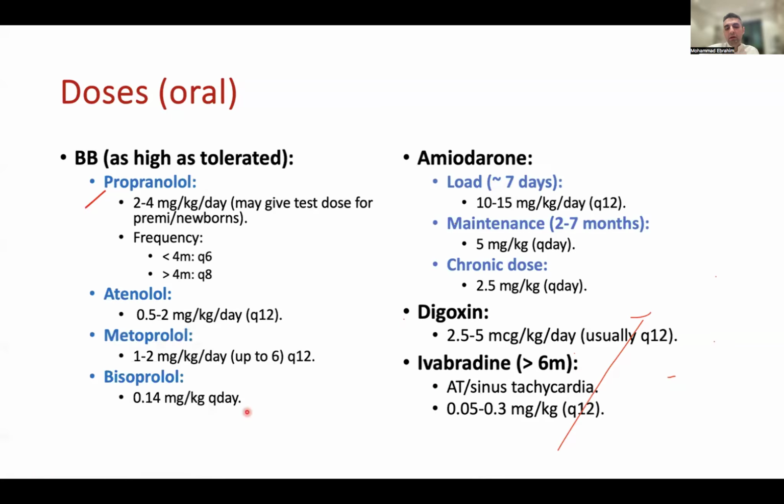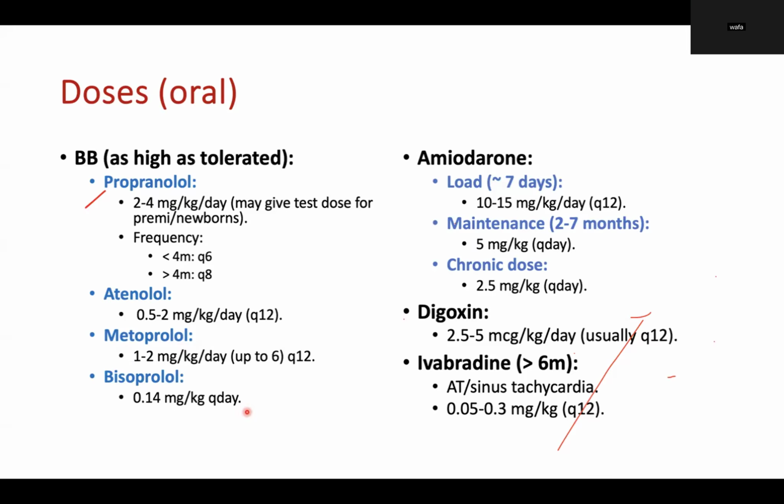Okay, so questions about the dosages? Ivabradine more than 6 months, yes? I think I have given it in less than 6 months, but I think it's FDA. If you want to go by the FDA rules, it should be more than 6 months. But I don't use it for SVT. I use it for atrial tachycardia.